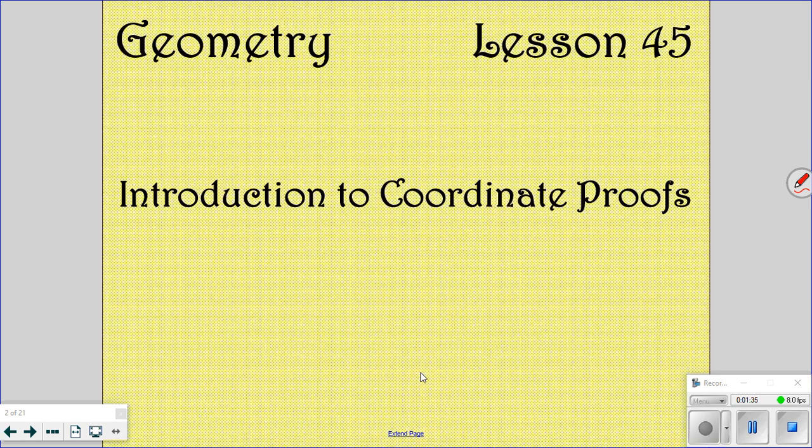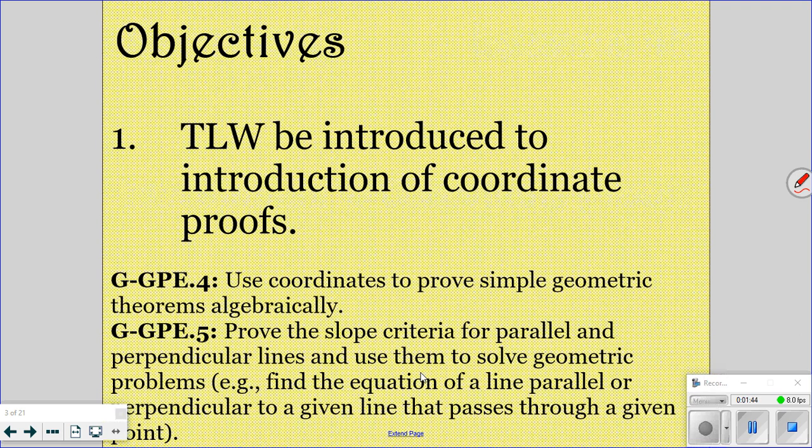So we are looking at lesson 45 today, Introduction to Coordinate Proofs. So hopefully after this lesson you'll understand how coordinate proofs work. We have already looked at algebraic proofs, two-column proofs, flowchart proofs, and paragraph proofs. And these are a different kind, and they're not as involved as some of the other ones. I think these are a little bit more straightforward, a little bit easier to handle.